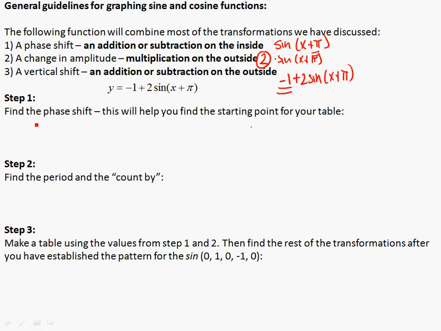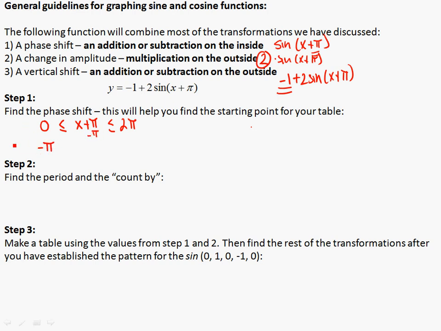Okay, start with your phase shift. This is how I set it up in my mind. Where do I want the sine to start? Well, usually it starts at 0, and it ends at, I'm talking about the x's now. Then I put in what I actually have inside this sine. Well, it says x plus pi. So how do you get rid of the positive pi? Okay, so subtract pi on both sides.